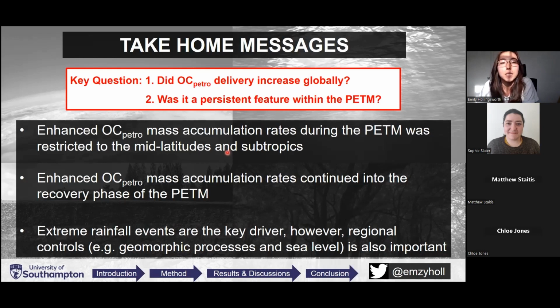And the second question, was it a persistent feature within the PTM? Well, it actually seems to be something that occurred post the body and throughout the recovery. So that's something that the previous study hadn't highlighted. And finally, it seems that extreme rainfall is really the key driver for the increase in OC petro mobilization. So I think especially with a future where we're expecting a more intense hydrological cycle of wet gets wetter, dry gets drier, and these extreme events, this is definitely a process which could become an important positive feedback mechanism in our future.